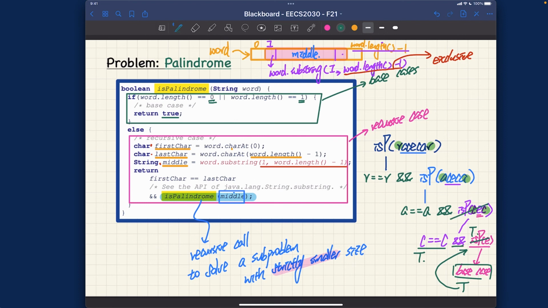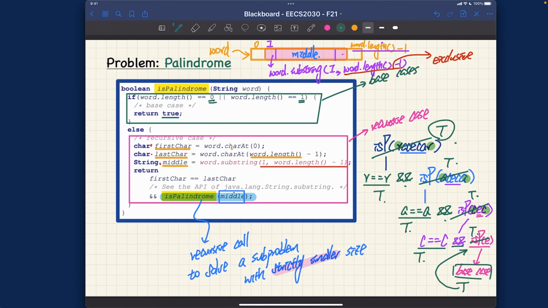That means this part over here is going to be true, right? A equals A is actually true. True and true is going to give you true. So this part here is going to be replaced by true. R equals R is going to be true. So true and true is going to give you true. And then this will be true. So that will be the complete tracing for isPalindrome.